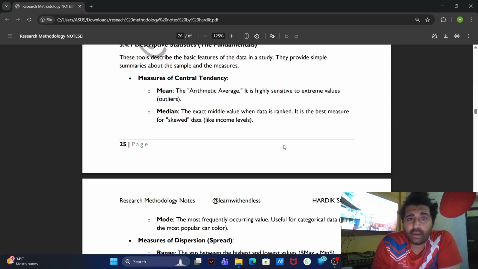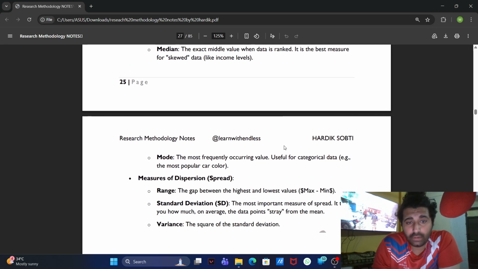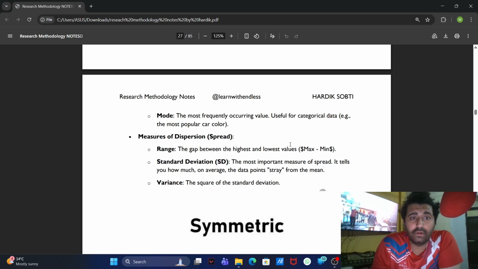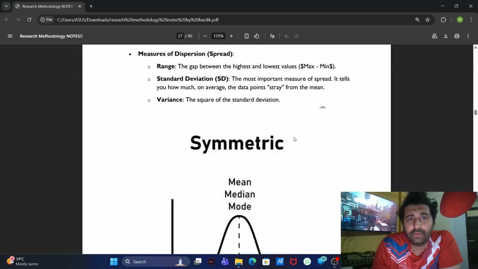Mean, the arithmetic average, is highly sensitive to extreme values, outliers. Median, the exact middle value when data is ranked, is the best measure for skewed data like income levels. Mode, the most frequently occurring value, is useful for categorical data. Example, the most popular car color. Measures of dispersion, or spread: range, standard deviation, variance.